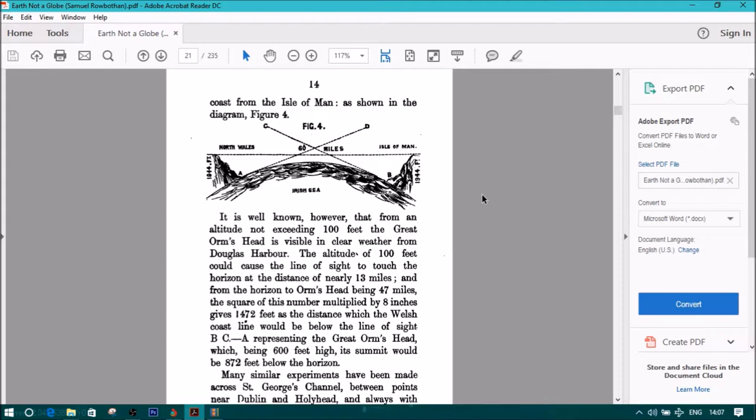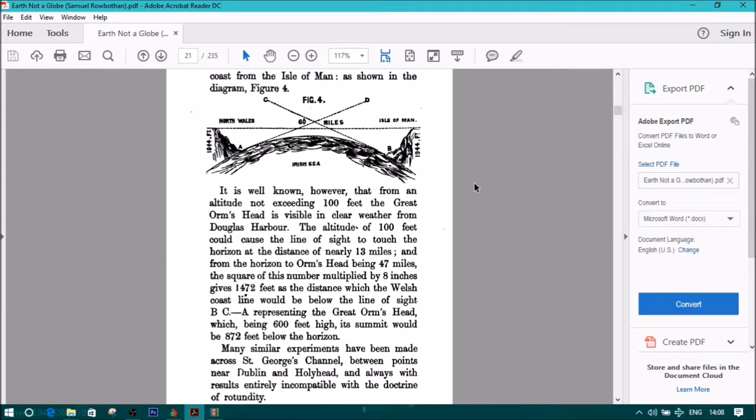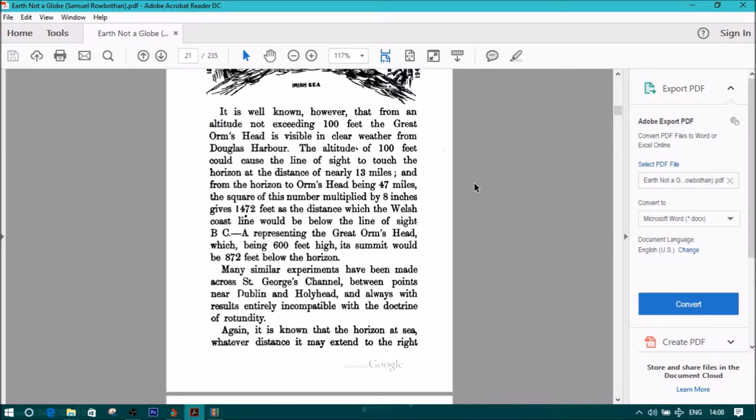It is well known, however, that from an altitude not exceeding 100 feet, the Great Orme's Head is visible in clear weather from Douglas Harbour. The altitude of 100 feet would cause the line of sight to touch the horizon at the distance of nearly 13 miles. And the horizon to Orme's Head being 47 miles, the square of this number multiplied by 8 inches gives 1,472 feet as the distance which the Welsh coastline would need to be below the line of sight, BC, A representing the Great Orme's Head, which being 600 feet high at its summit, would be 872 feet below the horizon. Many similar experiments have been made across St. George's Channel between points near Dublin and Holyhead, and always with results entirely incompatible with the doctrine of rotundity.